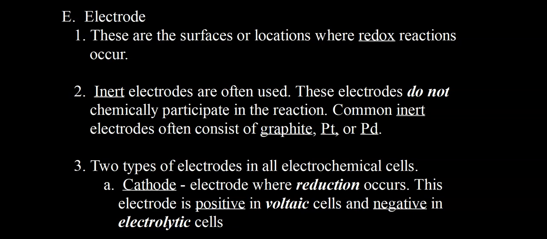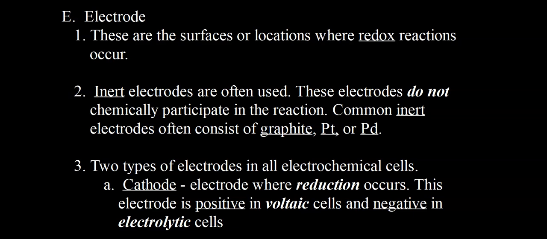Now, especially with electrolytic cells, the electrodes themselves are not involved in the redox reaction. And so because of that, we use electrodes that are inert. Inert meaning they don't react, they are not involved in the reaction. So some common inert electrodes that we'll see in electrolytic cells are things like graphite or platinum or palladium. So if you see those, chances are it's an electrolytic cell. Those substances themselves are not involved in the reaction.